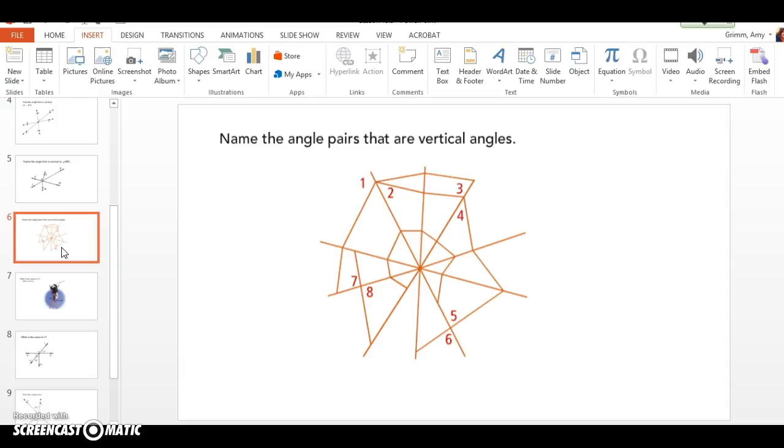Everybody look and see if you can find two angles that are vertical. Yes. Jeremiah. 7 and 8 would be vertical angles.